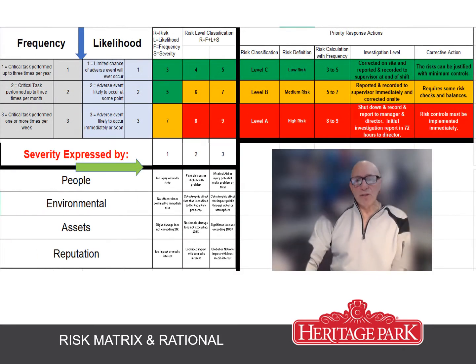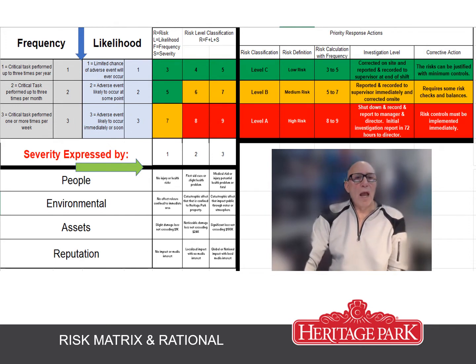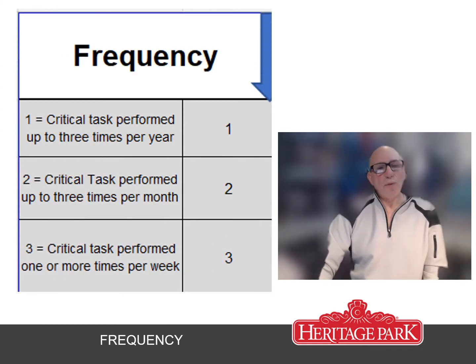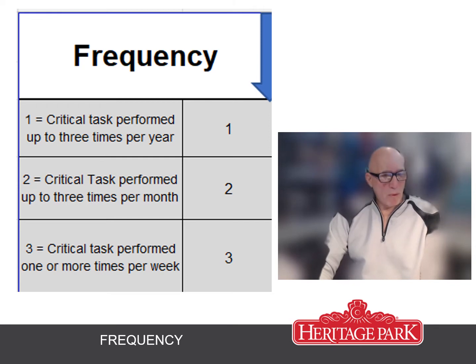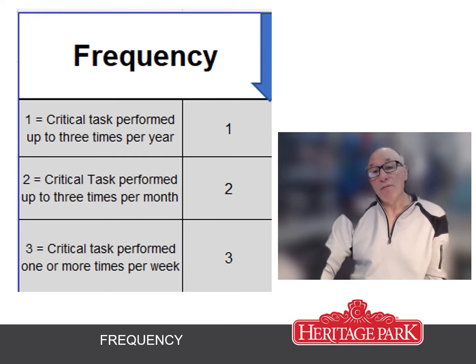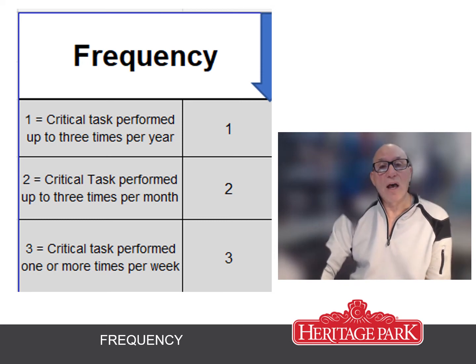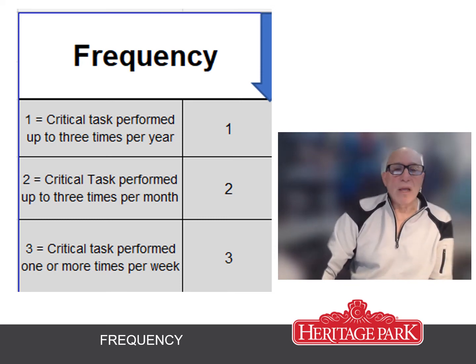So this is what the matrix looks like. It's based in the frequency and likelihood plus the severity. I'll go into this a little bit more detail. So we start with frequency. 3 times per year, that's pretty low, number 1. 3 times per month, that's a little more frequent, therefore a level 2. 1 or more times per week, therefore it's fairly high, that gets a level 3.